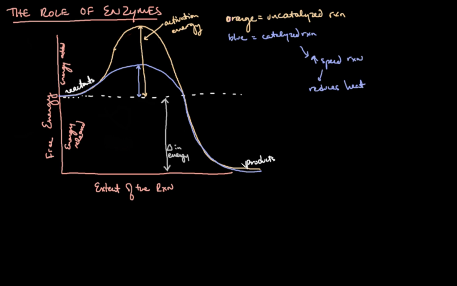And so this difference, where the products are from the original amount of energy, is the change in energy. And we have a negative change in energy. There's a loss of energy, and that loss comes out as heat. Okay? So it's an exothermic reaction when that energy is lost.